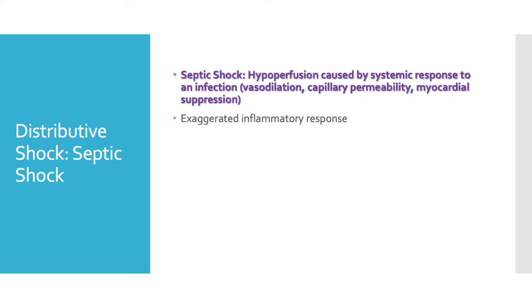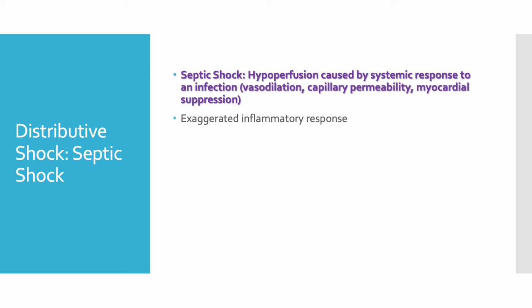Now moving to our third subcategory of distributive shock, this is septic shock. Now this hypoperfusion is still caused by massive vasodilation because it's a distributive shock, but instead of the cause being a spinal cord injury or an exaggerated response to an antigen, it's now due to an exaggerated inflammatory response to a systemic infection, so sepsis.